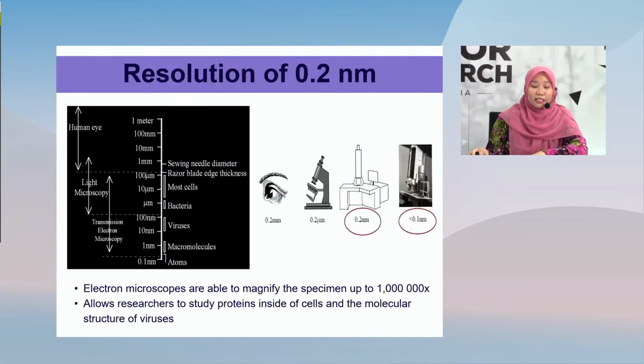Some electron microscopy techniques employ a resolution of 0.2 nanometers, which is more than 1,000 times better than light microscopy. With the higher resolution, electron microscopes are able to magnify their specimen up to 1 million times their original size, allowing researchers to study proteins inside the cell and the molecular structures of viruses and other things, which led to a better understanding of the microscopic world.